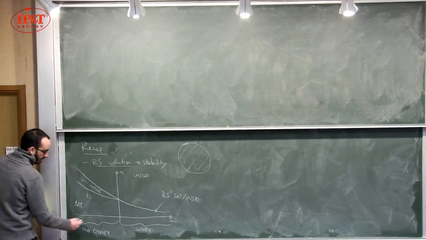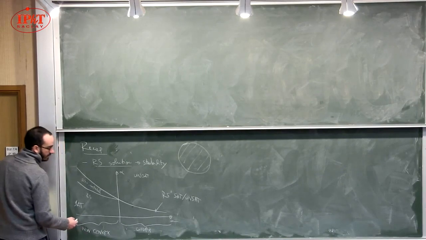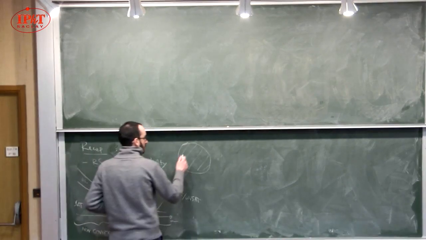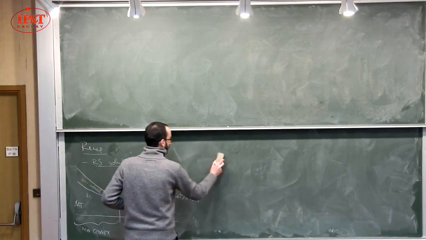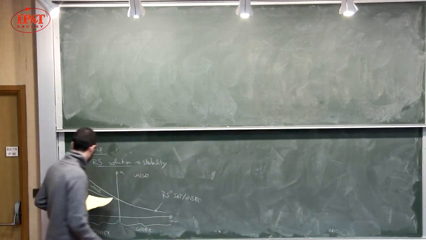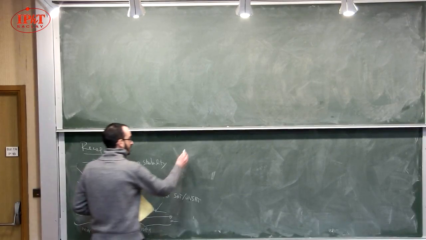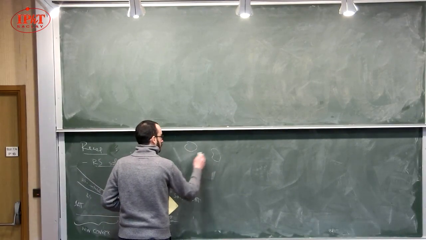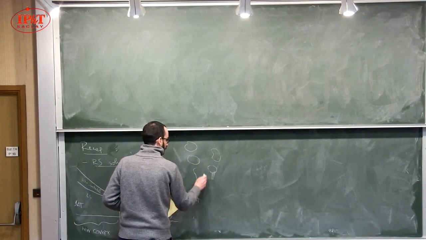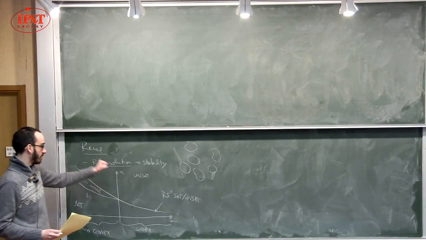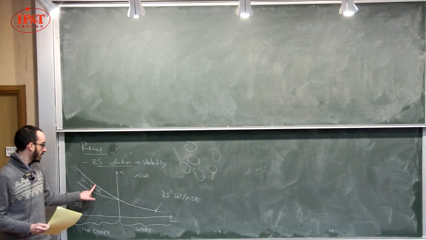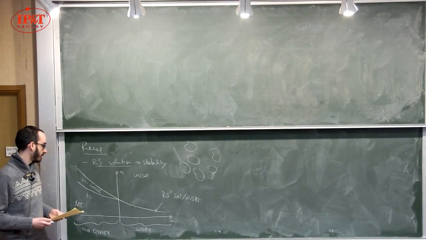Instead here, since you are in a non-convex regime, the space of solutions is clustered. You can expect that it's clustered, and this is what the stability computation tells us. And so you have islands of solutions, and they shrink to one point when you cross the SAT-unsat transition.